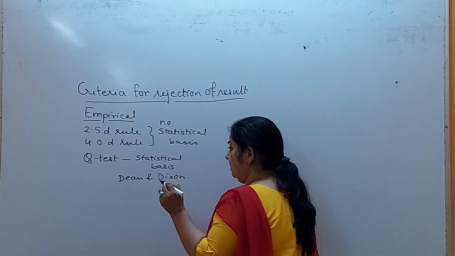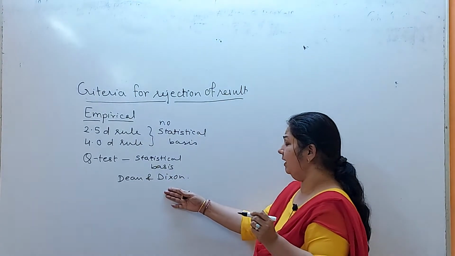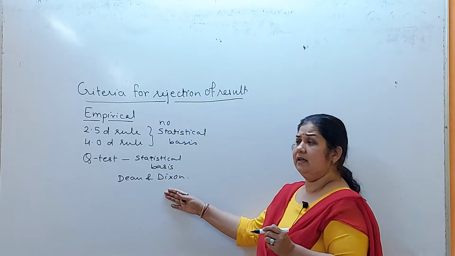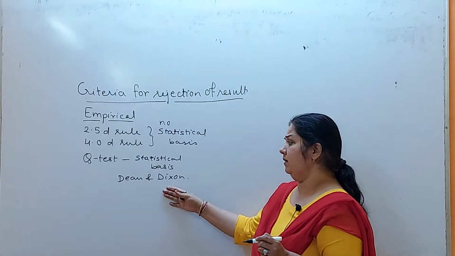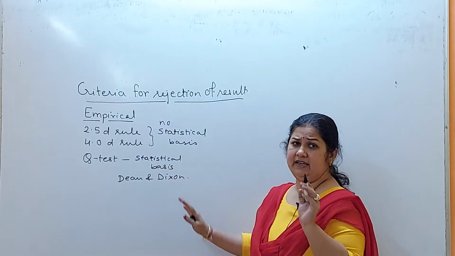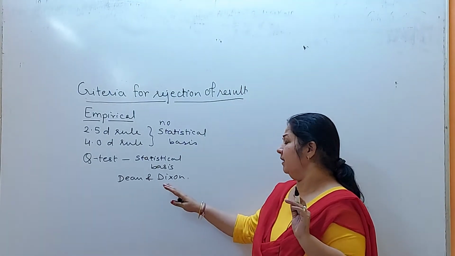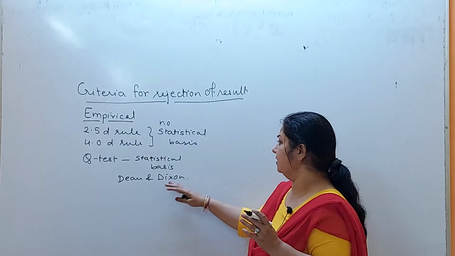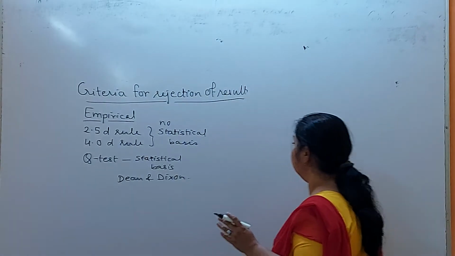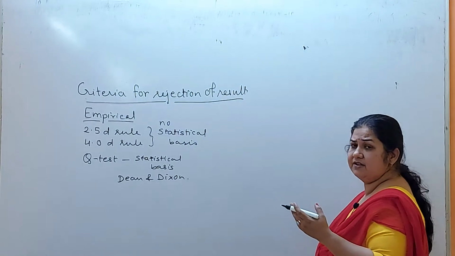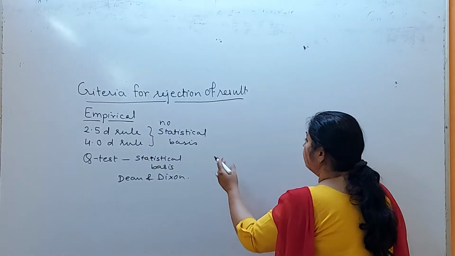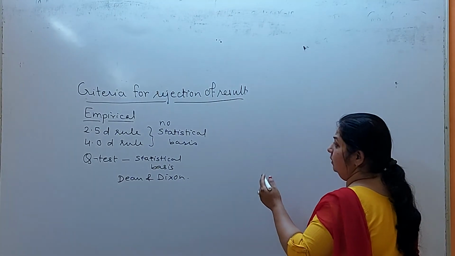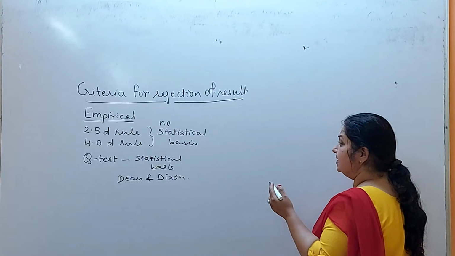And it has only one demerit: when the deviation is small, it cannot give the rejection of the result. Whereas if the deviation is large, it is fine. Now see the 2.5D rule. So what does it say?